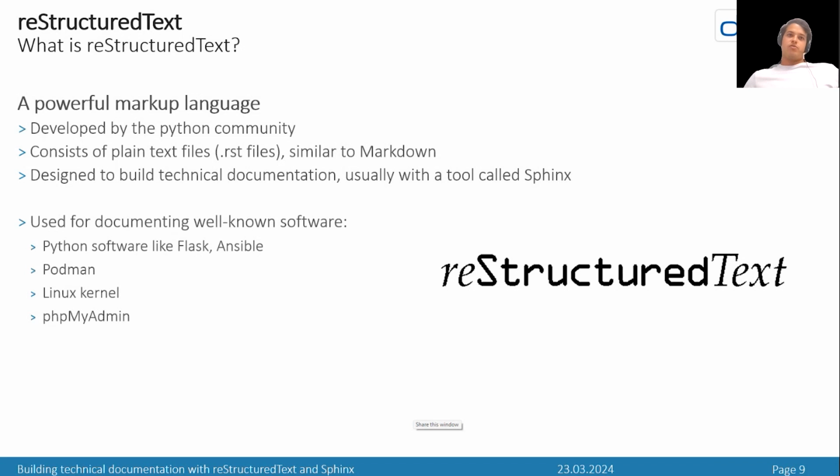We are using reStructuredText in many well-known software. So software like Flask or Ansible, which are Python software. So this explains also partly why the Python community is maintaining reStructuredText. But we can also use this for other kinds of software like Podman, the Linux kernel, phpMyAdmin, and there are probably much more. So it's very flexible, and with it, we can handle complex documentation tasks.